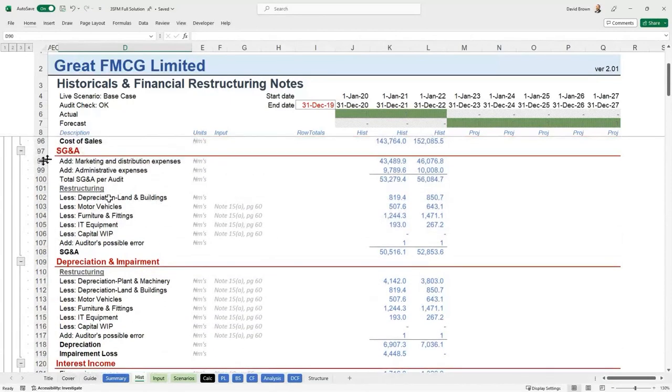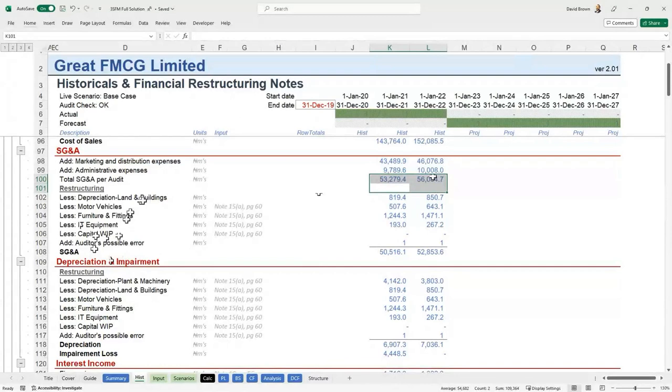I'm restructuring SG&A. I have my marketing, distribution, and administrative expenses, SG&A per audit. This is what the auditors gave me as SG&A. Based on drivers, I'm now splitting this into depreciation of land and building, motor vehicles, furniture and fittings, IT equipment, capital work in progress. I'm removing all of that to give myself a clean SG&A that doesn't include all of this, because I'm going to have a separate line for depreciation.